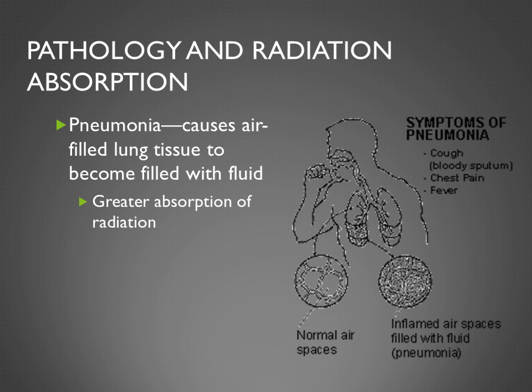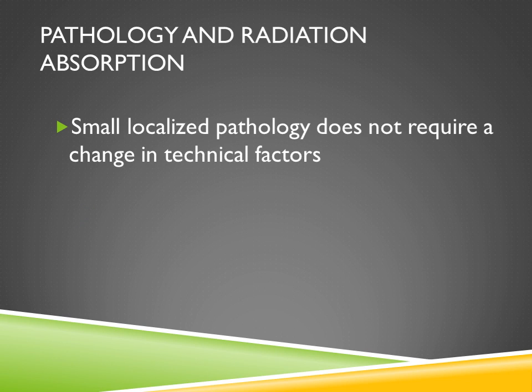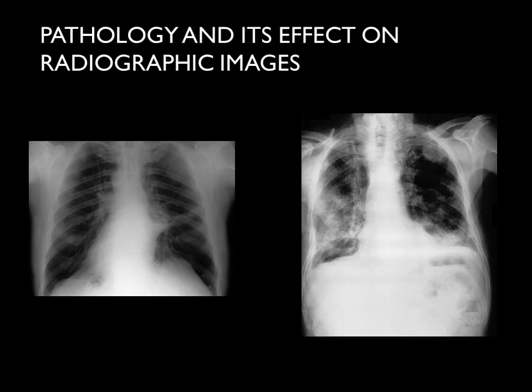Pneumonia causes air-filled lung tissue to become filled with fluid, so it does have greater absorption of radiation. With emphysema, normal lung tissue is destroyed and the air sacs become enlarged, so you have less absorption of radiation. Small localized pathology does not require a change in technical factors. This next couple of pathologies here, we're looking at a small tumor compared to a larger tumor. And that's an example in your book as well on 17-2.